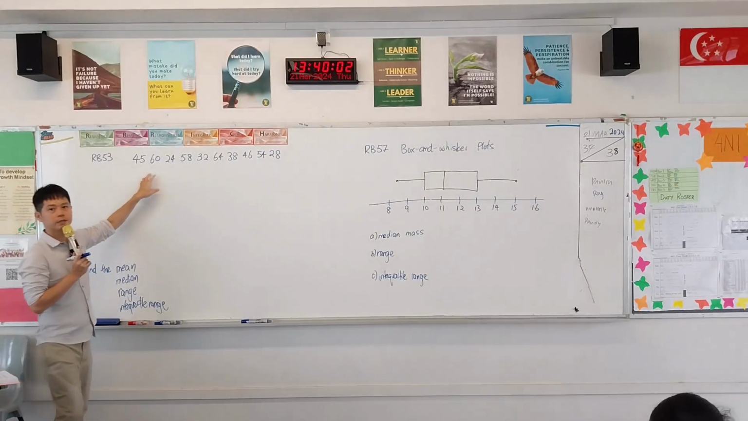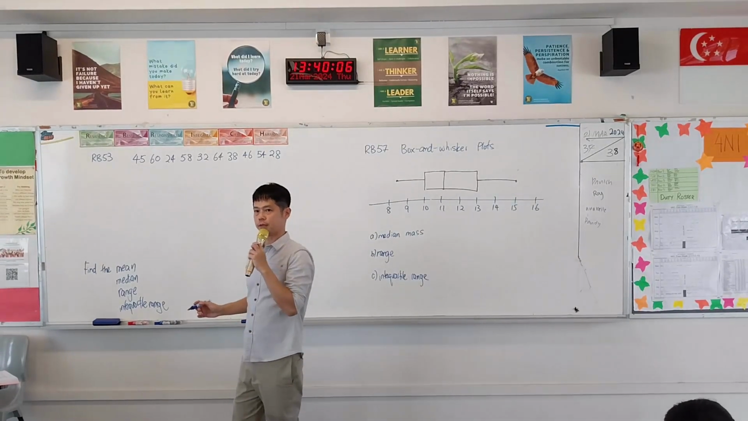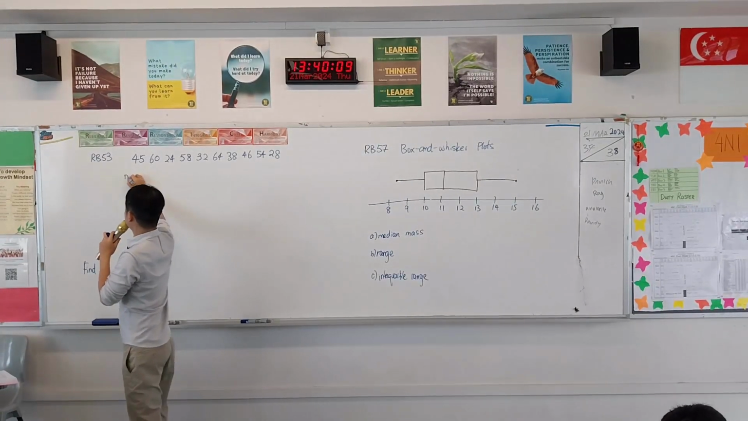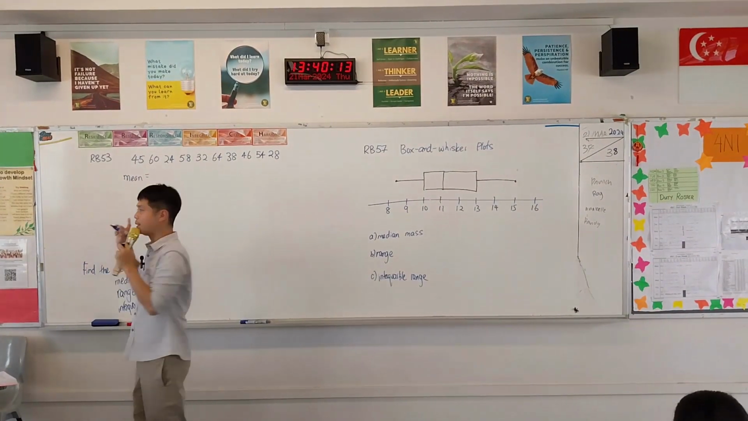Okay, we have a set of data here. There are 10 numbers. We are asked to find the mean. So how do we find the mean? Correct. We add all together and then we divide by, there are 10 numbers here, so we divide by 10.